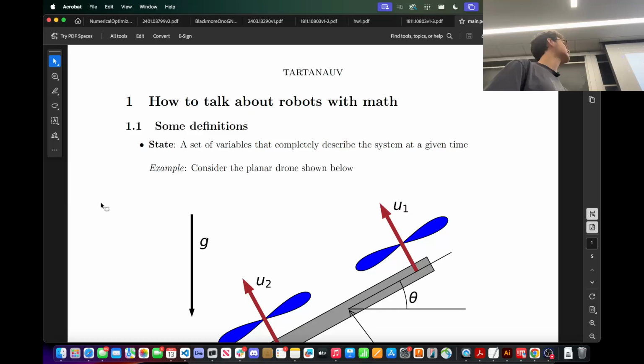Cool. So first, I want to go over what the state of the robot is. We want to define these things with mathematical quantities that we can work with. So vectors and matrices are most often what's used to describe how a robot is configured. And so a state is just the set of variables that completely describe a system. And when I say system, I really mean robot or vehicle at a given time.